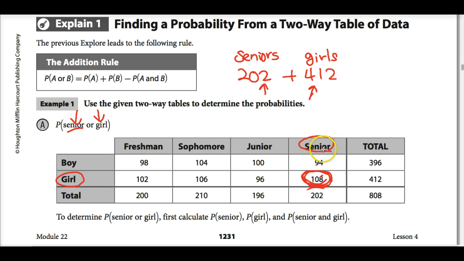Okay, so earlier when we were counting the seniors, we already included the 108 girls who happen to be seniors. And then when we counted all the girls and put 412, we already included the 108 seniors. So we don't want to count it twice because then our numbers are going to be wrong. So we're going to subtract 108. Okay, so what do we get when we do that? Let's go ahead and quickly calculate that.